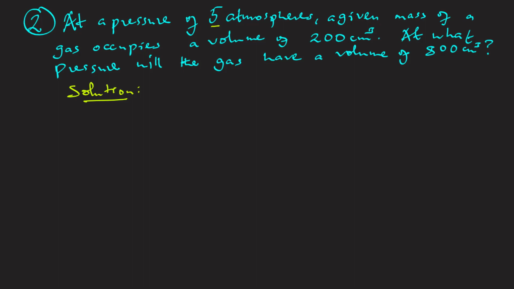At a pressure of 5 atmospheres, so we have P1 equals 5 atmospheres. A given mass of a gas occupies a volume of 200 cubic centimeters, so V1 equals 200 cubic centimeters. At what pressure, meaning P2 is what we are searching for, will the gas have a volume of 800 cubic centimeters? So V2 equals 800 cubic centimeters.